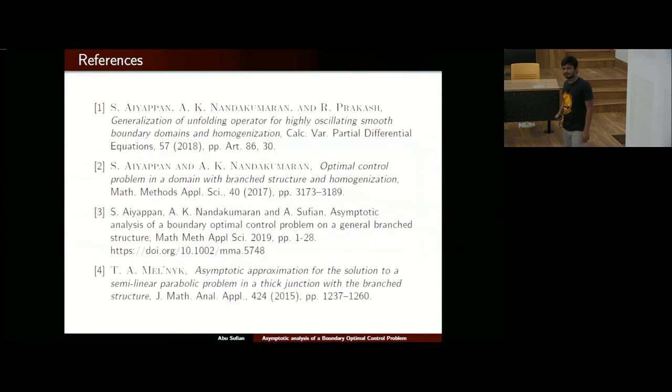These are the references. This work appeared in Mathematical Methods in the Applied Sciences this year.